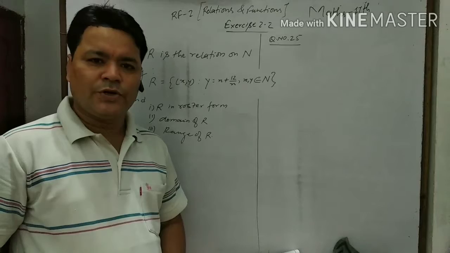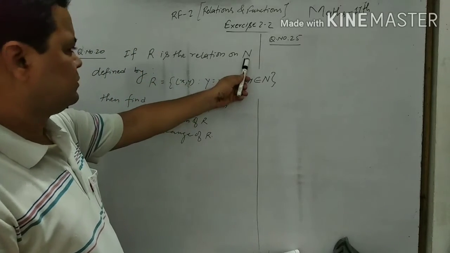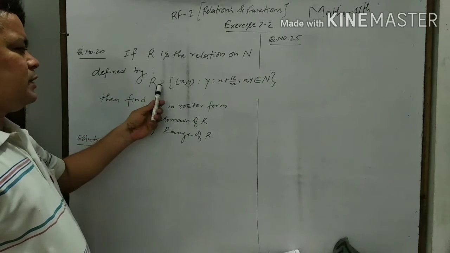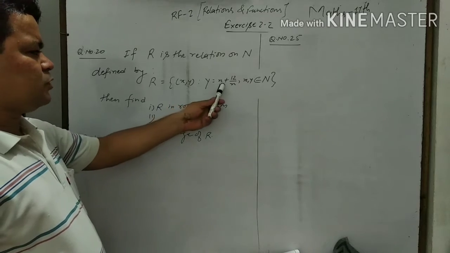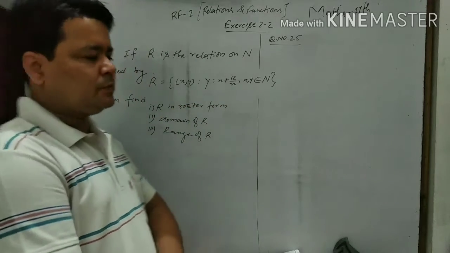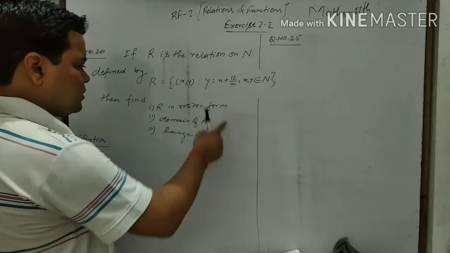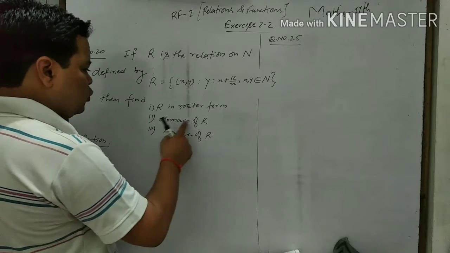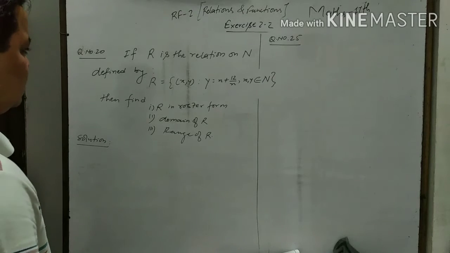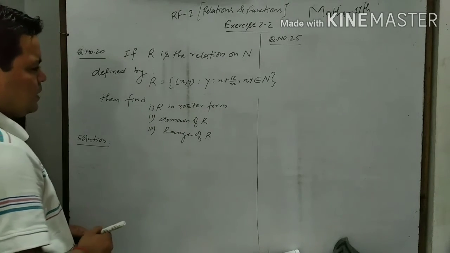Let us see question number 20. If R is the relation on N, the natural numbers, defined by R = {(x, y) such that y = x + 12/x, where x, y belong to natural numbers}, then we have to find R in roster form, the domain of R, and the range of R.